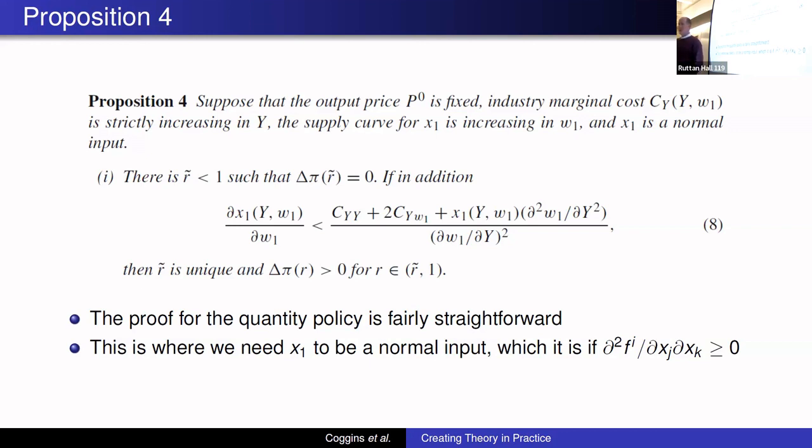Is it cheating? I can't look at this and really give an intuitive explanation for the second derivative of cost with respect to output, and then twice the cross derivative of cost, and then x1 times, isn't it? What is that? But anyway, whatever it is, it has to be bigger than the derivative of x, the slope of the demand function, x1.